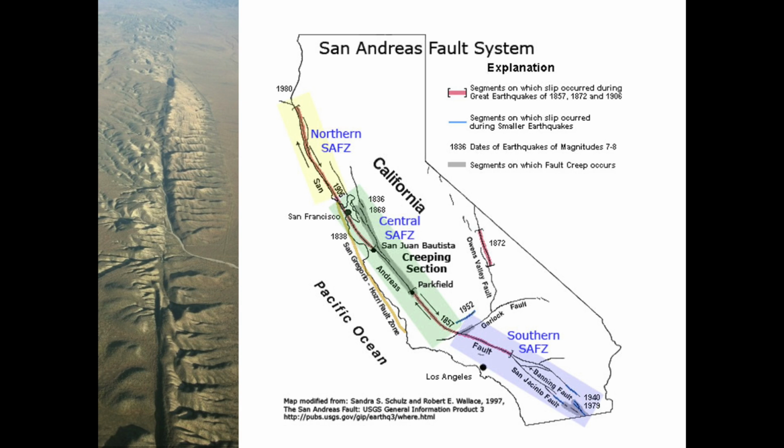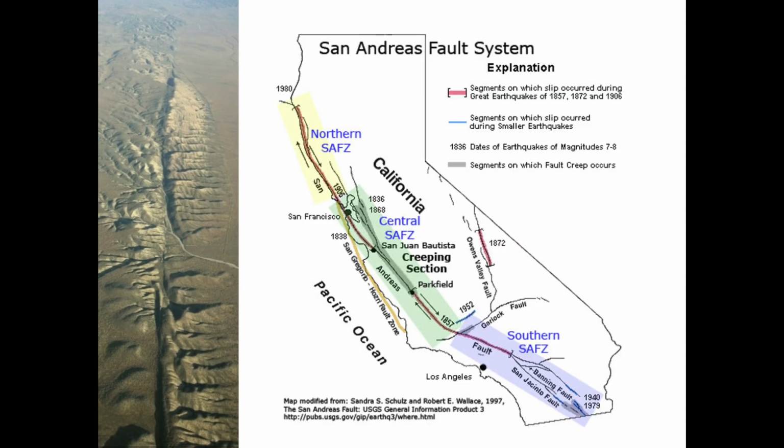Prior to that, the southern San Andreas, so the San Andreas Fault has three main sections: the northern San Andreas, the central San Andreas, and the southern San Andreas. The southern San Andreas Fault last had an earthquake in 1857, and it was a very large earthquake as well. We don't really know how large that one was.